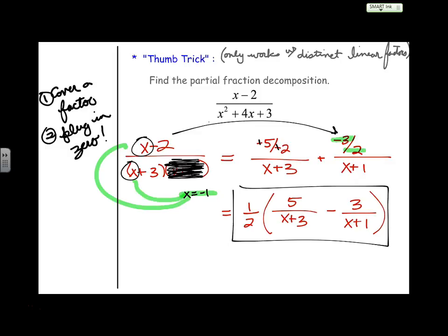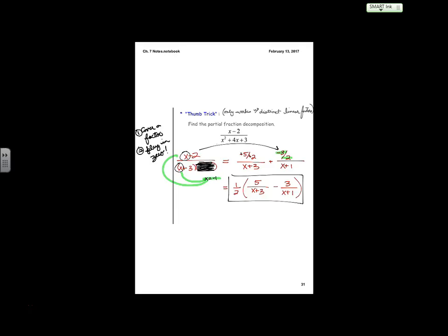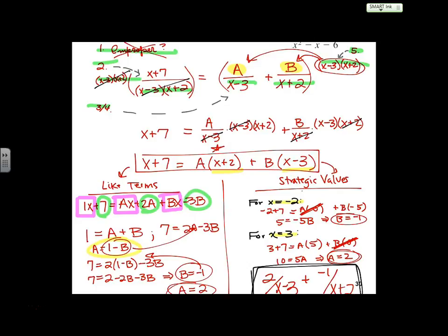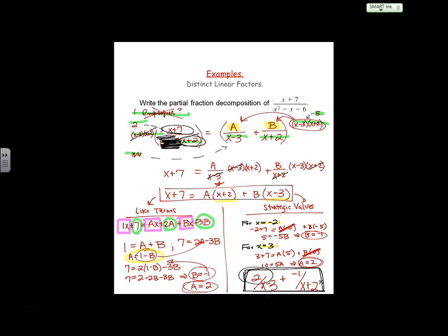How would we have had to solve this if we had done it the long way? Very similar to these. But if you notice on this one, the x minus 3 and the x plus 2 up here, we could have done a thumb trick on this one as well. We could have covered the x minus 3. What we plug in is positive 3. Okay. If we plug in positive 3 plus 7, what do we get? 10. Positive 3 plus 2. 5. What's 10 over 5? 2. Is that what we got? Why, yes, indeed it is.